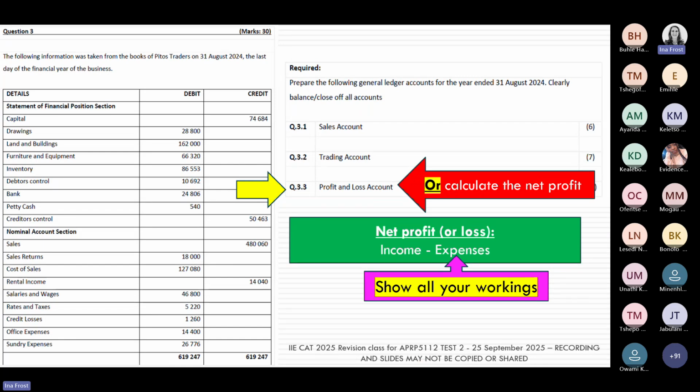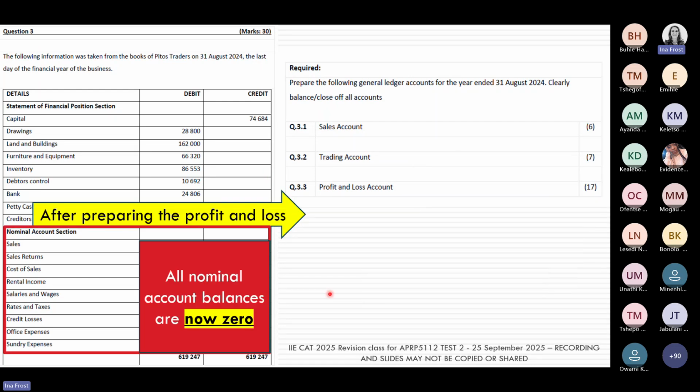Okay, so once you've now closed off all of your income and expense accounts against either the trading account or the profit and loss account, it means that all of your nominal accounts will now have 0 balances. Because that's our whole purpose with our year end, to get all our income and expense accounts to have 0 balances. Because in our income and expense accounts, we only total up income and expenses for the current year.